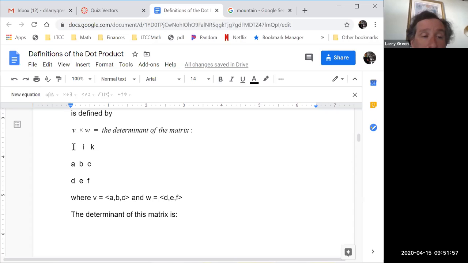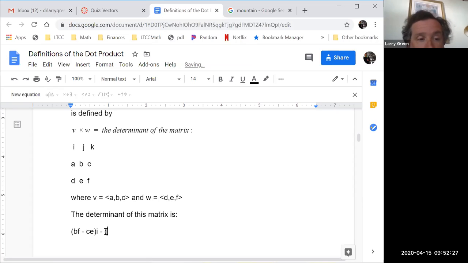So the first thing I'm going to do is look at the I. I is a vector, by the way. I is a vector 1, 0, 0. And then I'm going to get rid of the row with I and the column with I. I'm going to cross BF minus CE. So I'm going to go BF minus CE, I. That was supposed to be i.